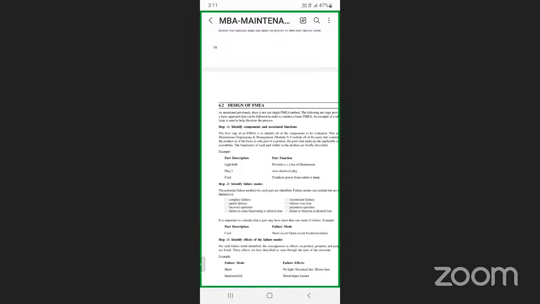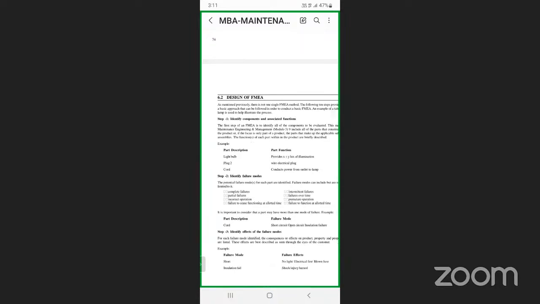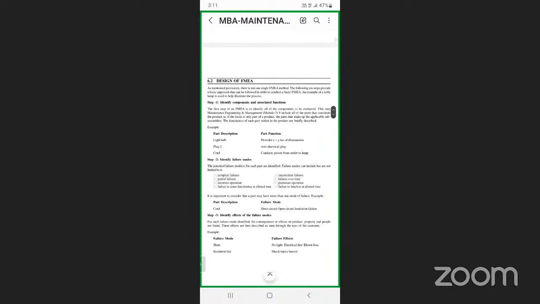Effects. So, what is the effect? Okay, the cause is the failure, and what is the effect? How is it affecting the product? How is it affecting the property? How is it affecting the people? Okay, so we have to list all that. Okay, so these effects are best described as seen. We can see here, right? So we have to jot down the effects of the different failure modes.